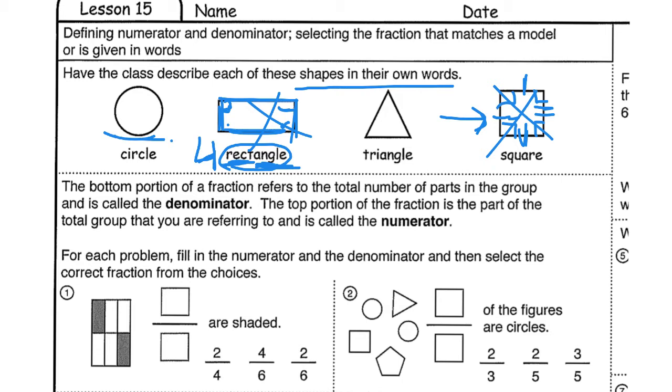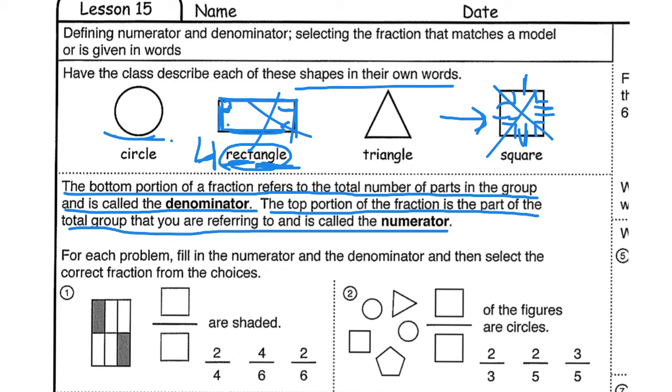But get some help. Google it, and you'll get better at it with time. The next part, the bottom portion of a fraction refers to the total number of parts in the group, and it is called the denominator. The top portion of the fraction is the part of the total group that you're talking about, and is called the numerator.